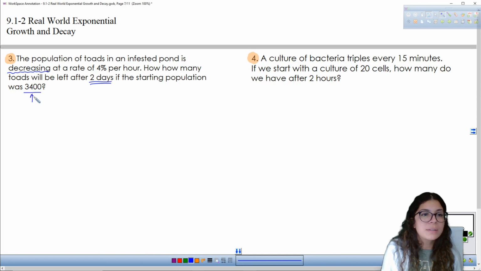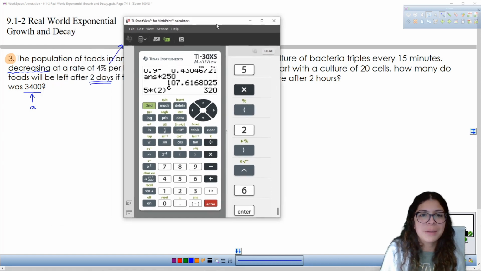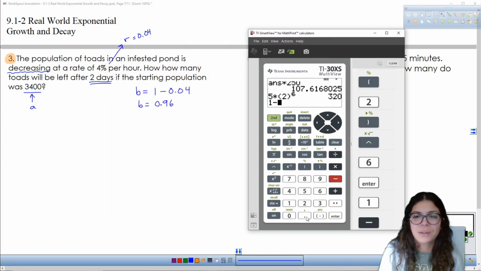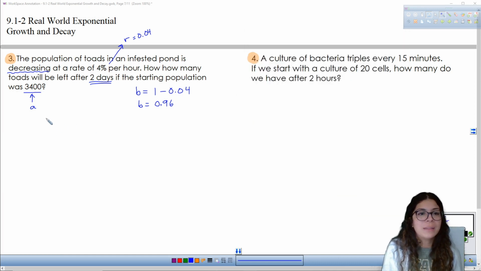Okay, so this is our starting population, which would be A. Now we are decreasing, so this is R, right? The rate is 0.04 as a decimal. Since this is decreasing, the B will be 1 minus 0.04, which would be 0.96. I'm just going to verify that. 1 minus 0.04. Yeah, that's definitely 0.96.